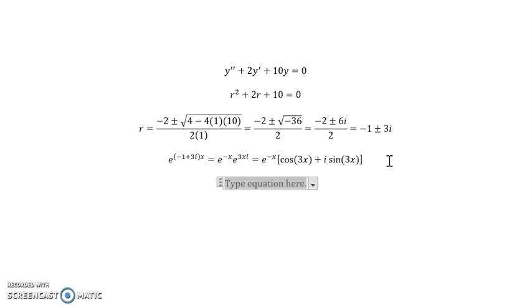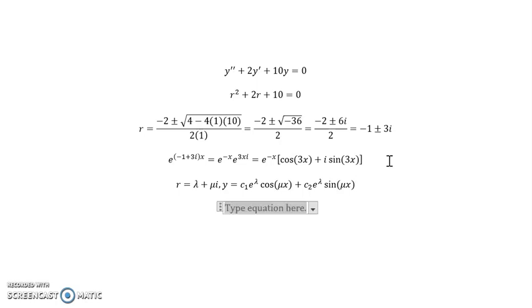And so generally speaking, if r is equal to lambda plus mu i, then your solutions are going to be c1 e to the lambda x cosine mu x, and c2 e to the lambda x sine mu x.